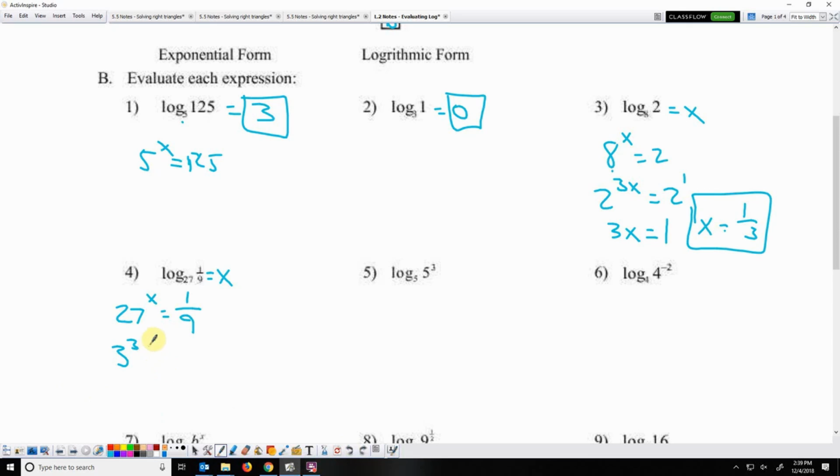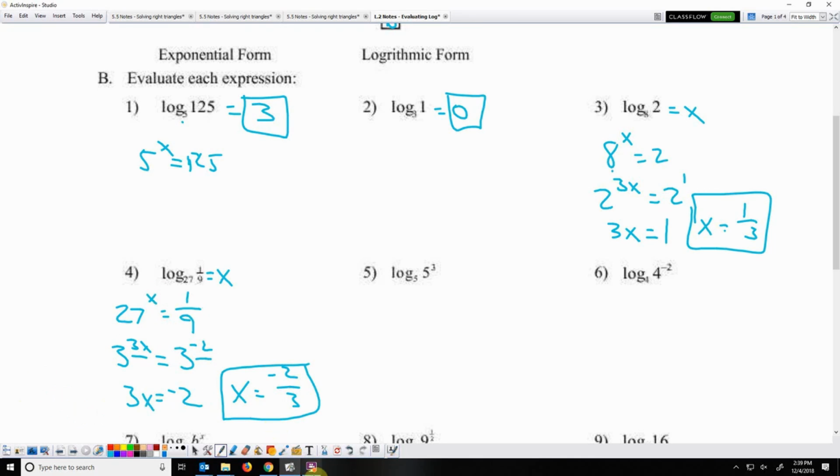Let's space that out a little better. And 1/9, 9 is 3 to the second power, so 1/9 is 3 to the -2 power. So I get 3x equals -2. Bases are the same, therefore the exponents are equal. So x is -2/3. So sometimes it's going to be easier to use a variable, sometimes it's going to be pretty easy not to use a variable.